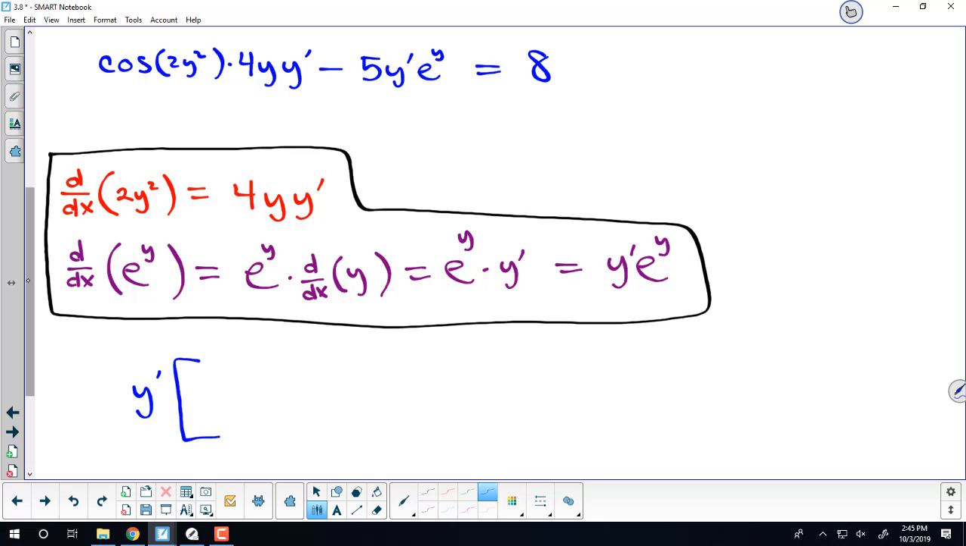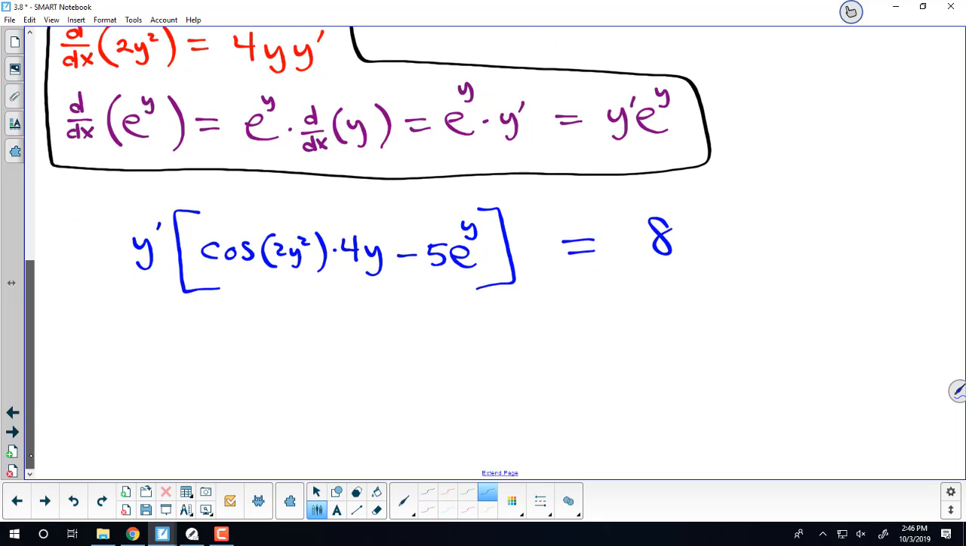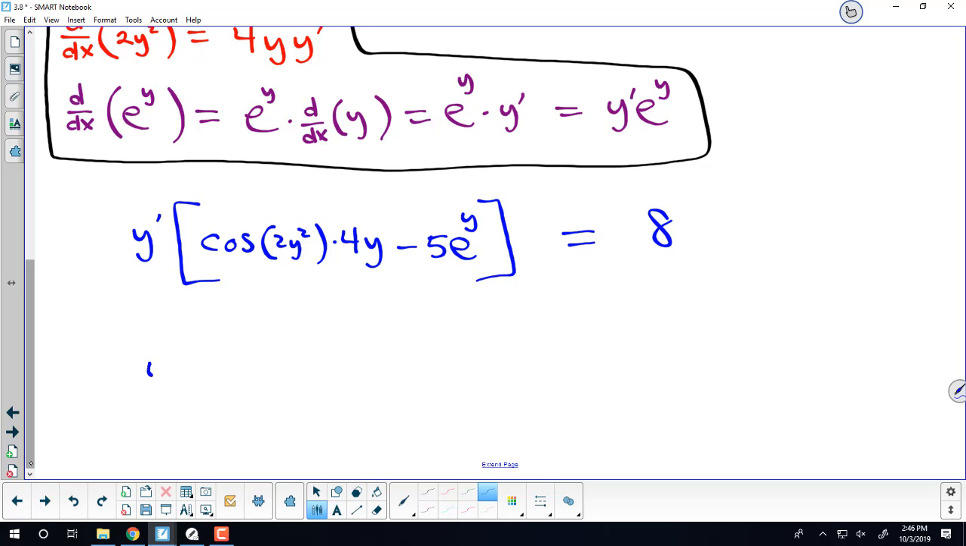So on the left, we just have y prime times cosine of 2y squared times 4y minus 5e to the y equals 8. And then y prime is 8 over all of that stuff in the brackets.